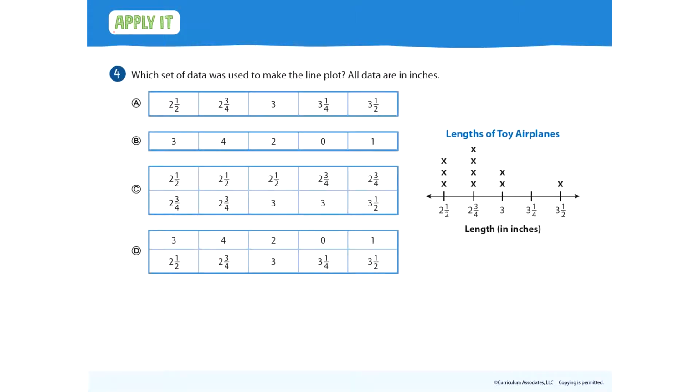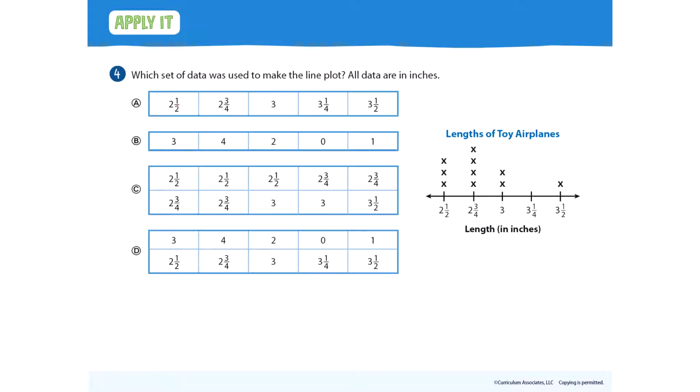This one says, which set of data was used to make the line plot? All data are in inches. So let's look at our line plot. We see that it's the length of toy planes, and the length is in inches. We have 2½ inches, 1, 2, 3. So we need something that has 3 things that say 2½ inches.